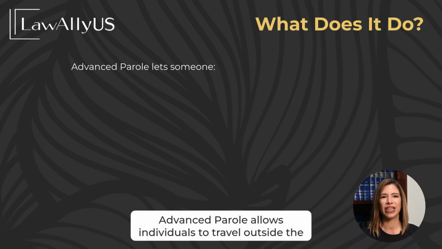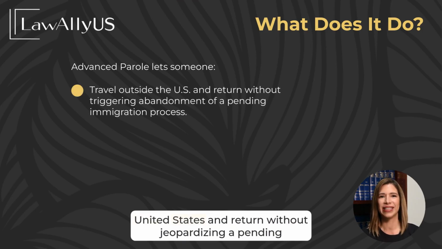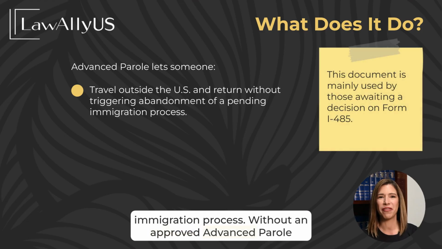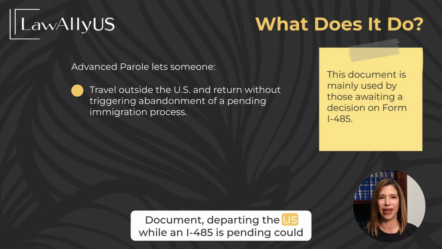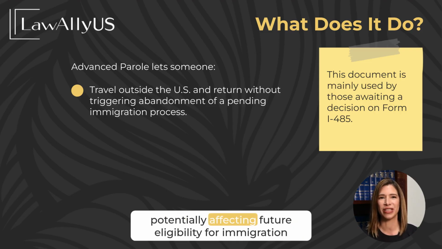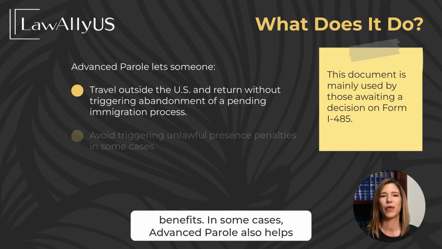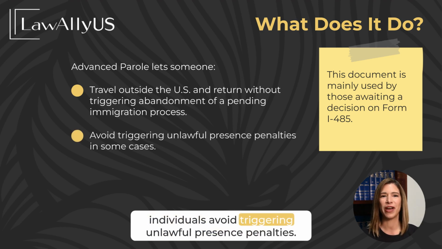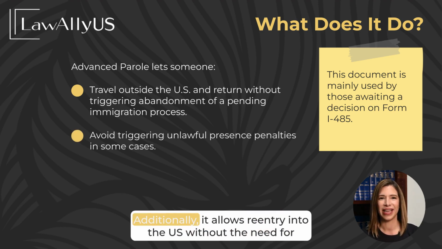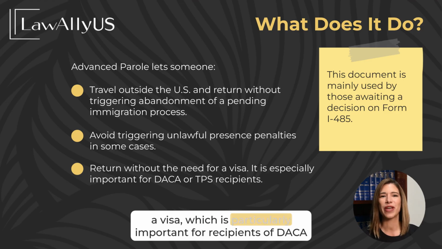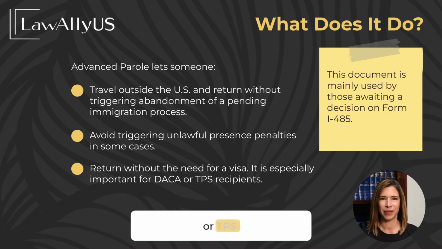Advanced parole allows individuals to travel outside the United States and return without jeopardizing a pending immigration process. Without an approved advanced parole document, departing the U.S. while an I-485 is pending could lead to the application being considered abandoned, potentially affecting future eligibility for immigration benefits. In some cases, advanced parole also helps individuals avoid triggering unlawful presence penalties. Additionally, it allows re-entry into the U.S. without the need for a visa, which is particularly important for recipients of DACA or TPS.